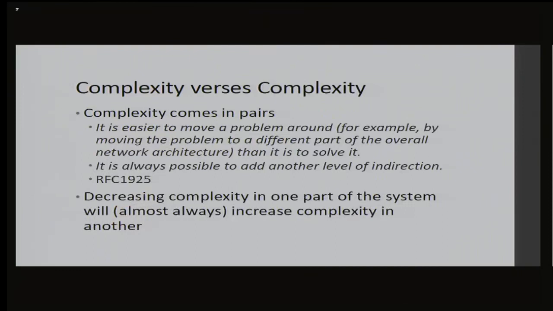Another thing we often don't realize is that complexity comes in pairs. Here are a couple of quotes from RFC 1925, one of my favorite RFCs. It's easier to move a problem around, by moving the problem to a different part of the overall network architecture, than it is to solve it. And it's always possible to add another layer of indirection. So quite often, we decrease complexity in one part of the system, but we end up increasing complexity in another part of the system. So I have this cute little complexity graph, but I'll give you one example here.